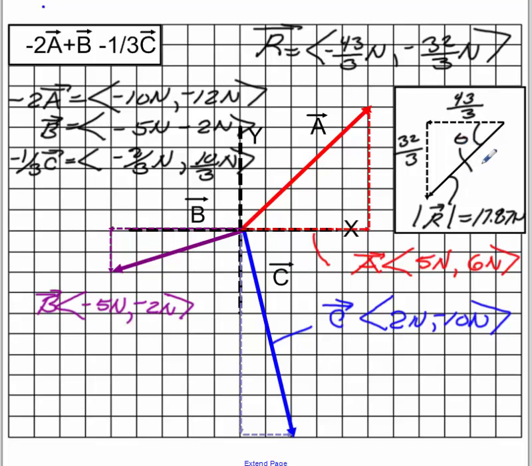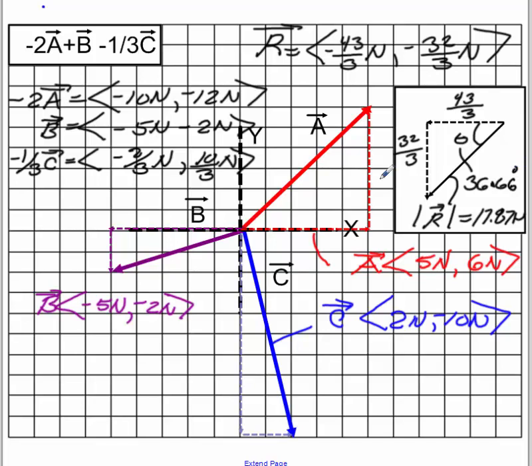This angle here would be 36.66 degrees. Sorry, make that better. 36.66. So that's 36.66 coming off the horizontal. All right. So my direction of my resultant would be going down in this direction here. It would have a negative x component and a negative y component. It would have a magnitude of 17.87 newtons, and it would have an angle of 36.66 degrees.